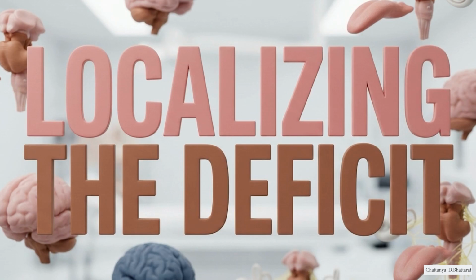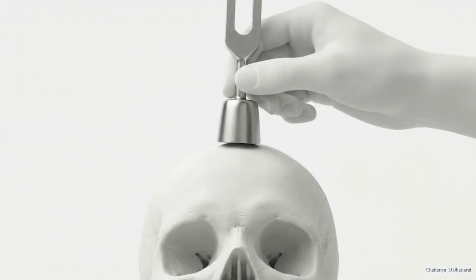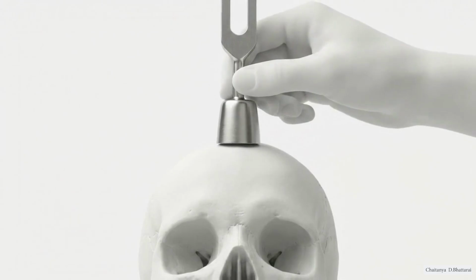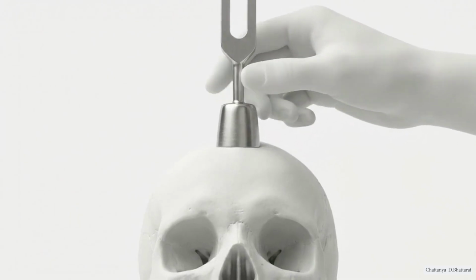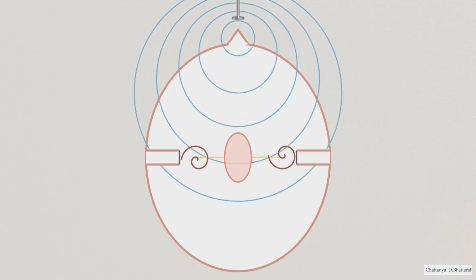We further define the deficit using the Weber test. We place the vibrating tuning fork directly on the midline of the skull, such as the vertex, so the sound travels symmetrically down both sides. Continuing with this model, we analyze where the sound lateralizes.